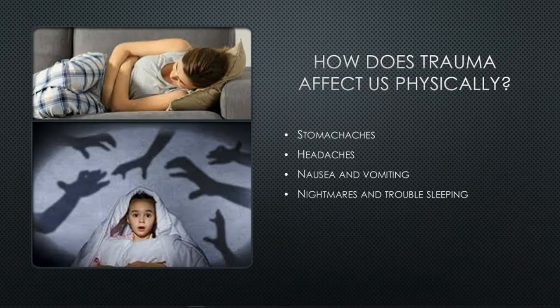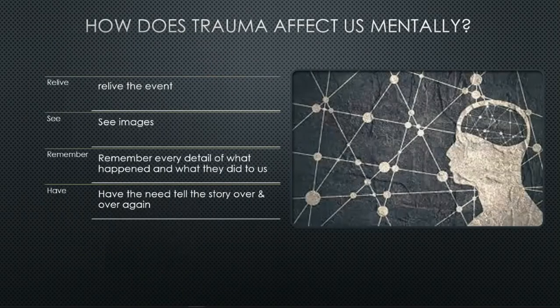Trauma can be so powerful, it has the ability to affect us physically. It can cause stomach aches, headaches, nausea and vomiting, or nightmares and trouble sleeping. Trauma can affect us mentally. It can have us relive the event, see images such as thinking we see our abuser in the crowd, remembering every detail of what happened and what they did to us, and having the need to tell the story over and over again.